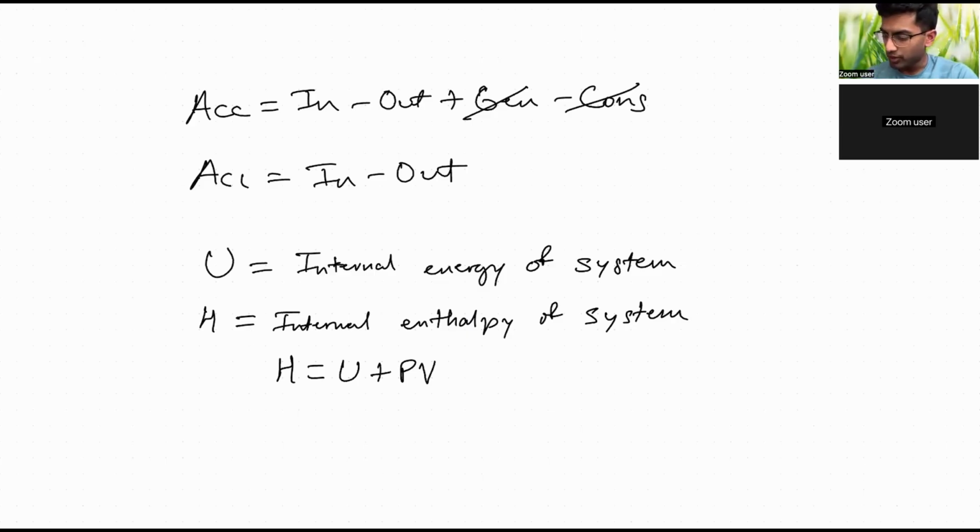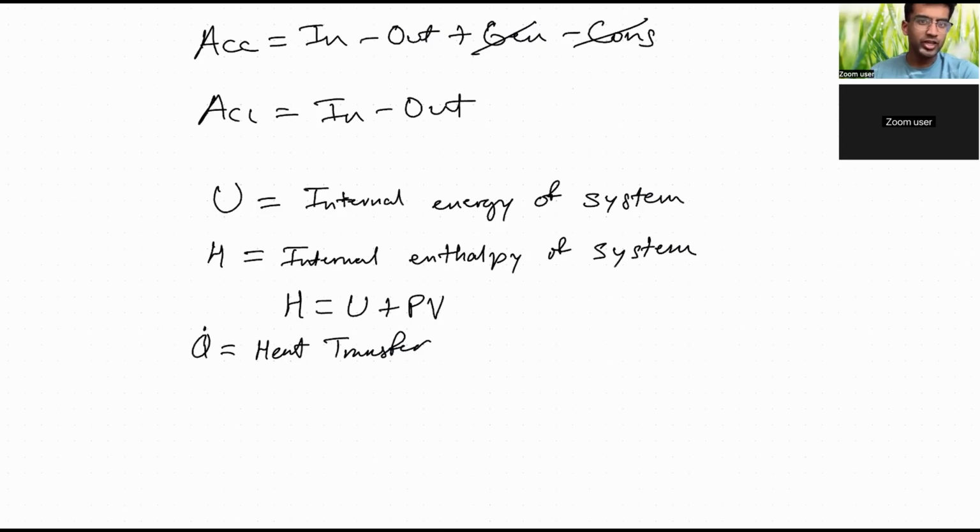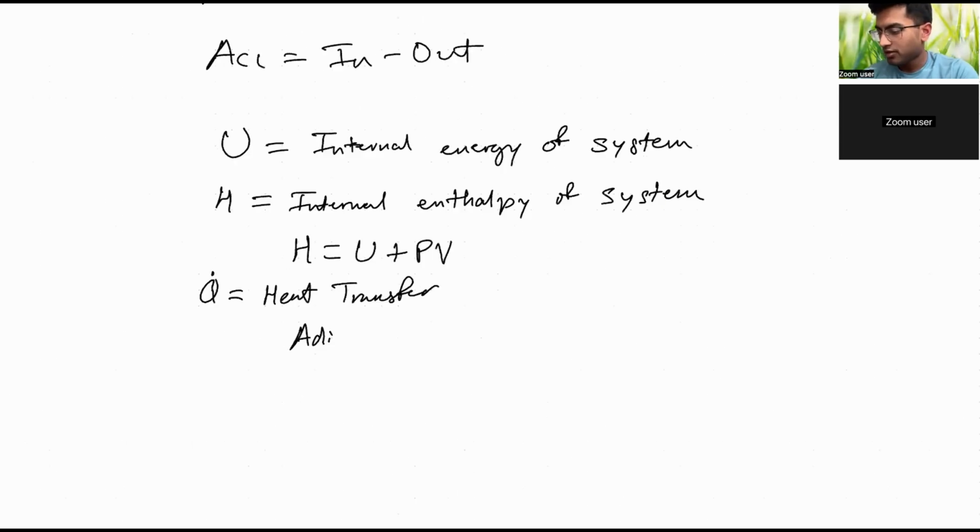Next, we have Q. Now Q dot would be the rate, but Q is representative of heat transfer. Q dot is heat transfer. And there's one term that all chemies should know, and that's adiabatic. Adiabatic just simply means that Q dot equals 0 for the system.